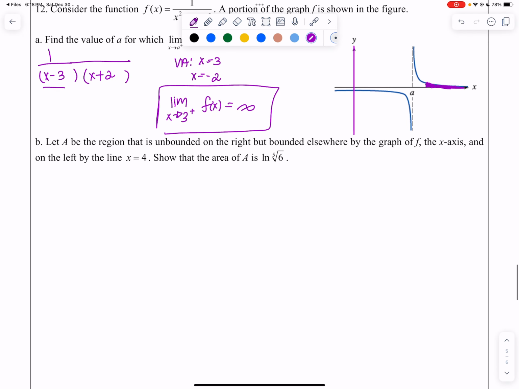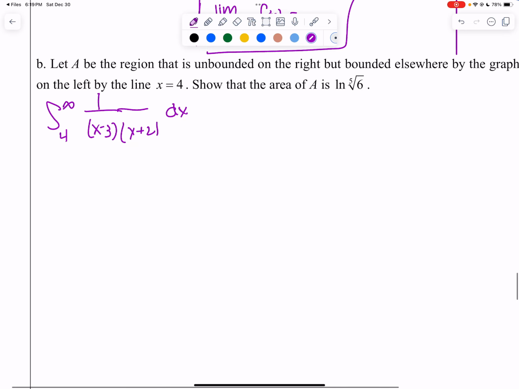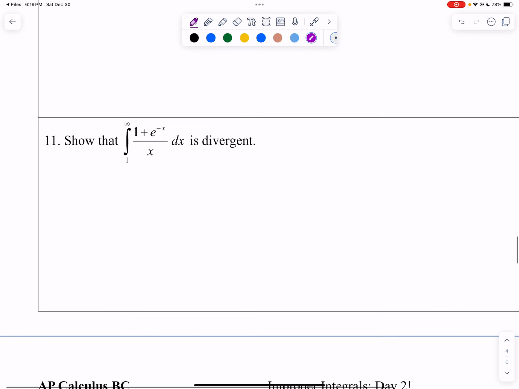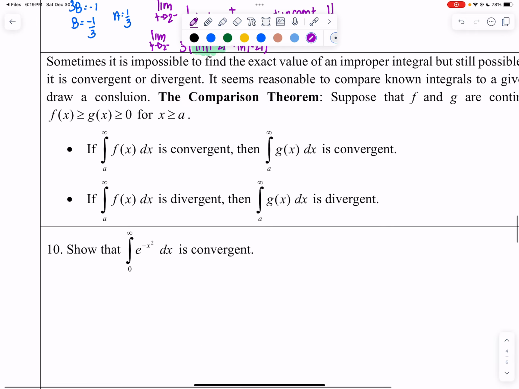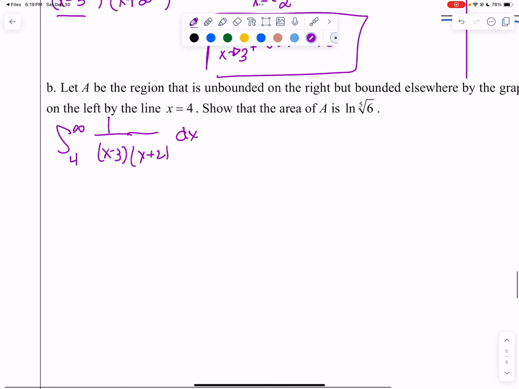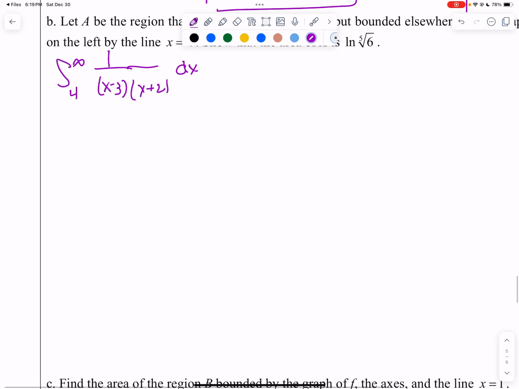So we have the integral from 4 to infinity of 1 over (x minus 3)(x plus 2) dx. Lucky for you, we aren't going to have to do something like number 9 here, so that's good. But we still need to do partial fraction decomposition. So go ahead.